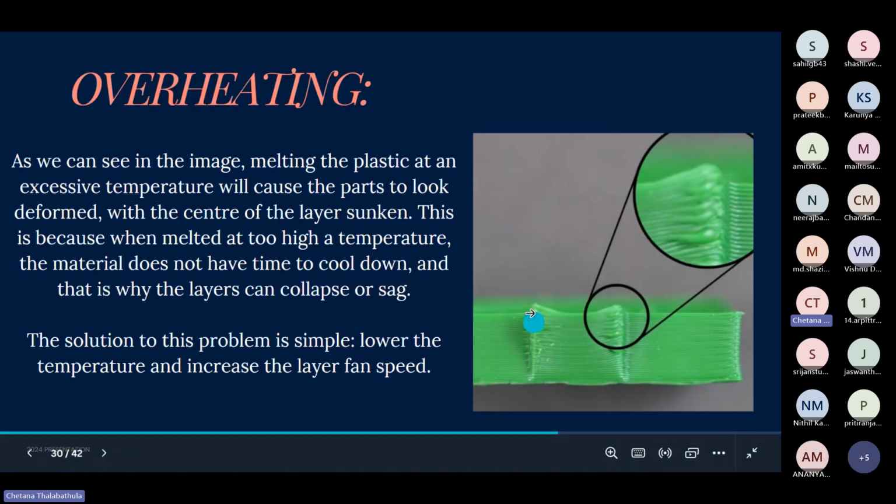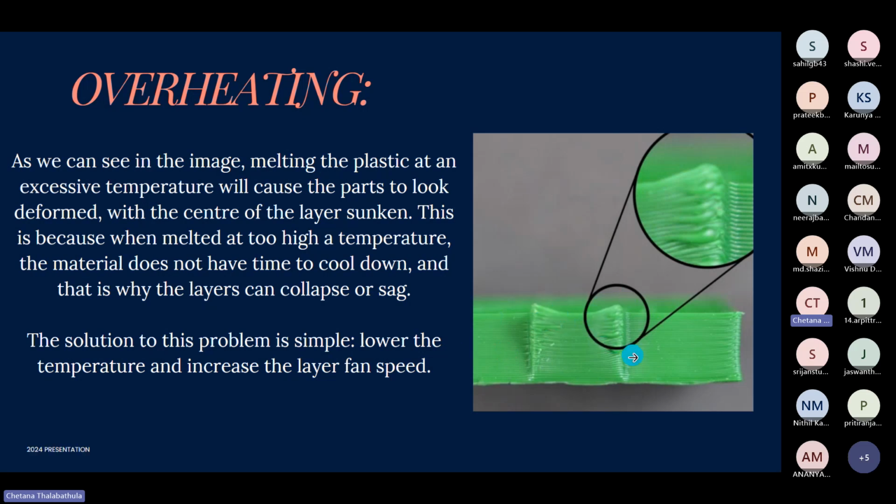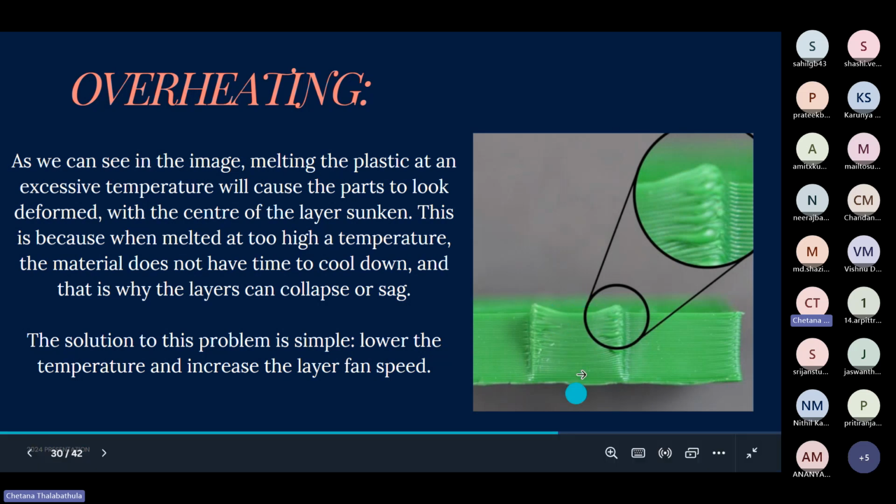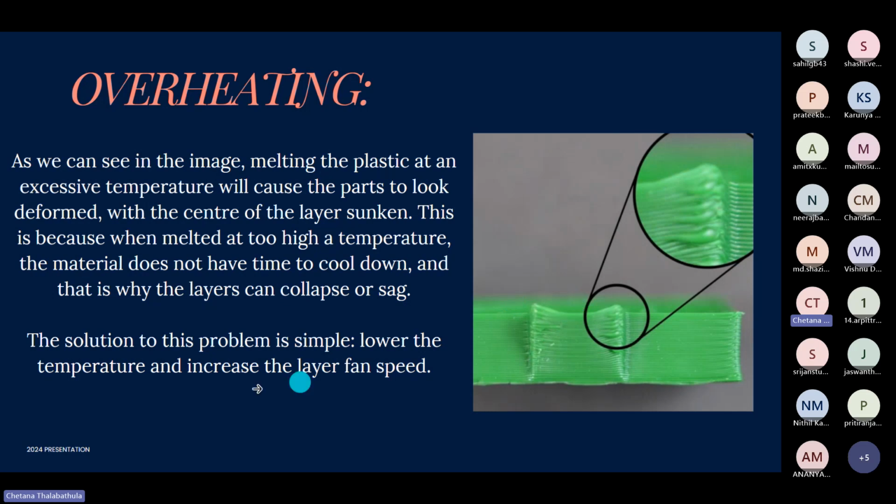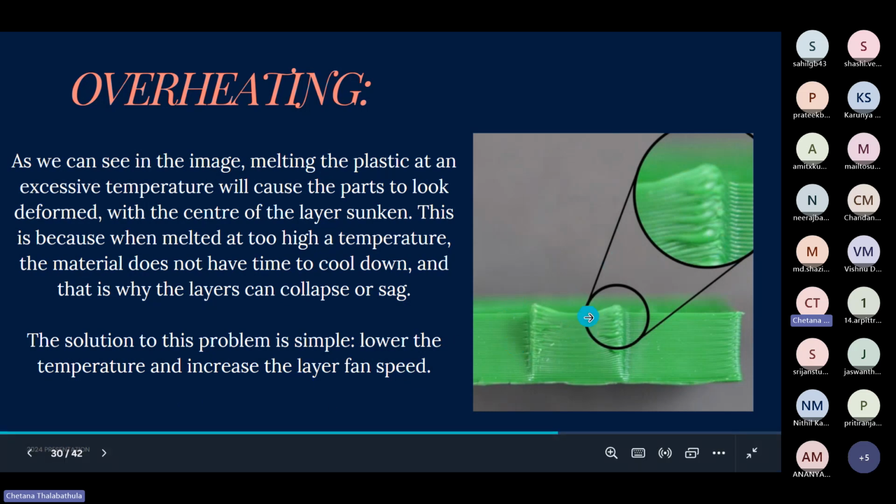Overheating. So this is another major problem we can see. As you can see, the edges are really raised up and melted, and the center part is really sunken in between. This happens because the bed temperature and nozzle temperature might be really hot, and it did not get time to cool down. So proper fan speed and proper temperature are important. To solve this problem, you have to have low temperature and increase the layer fan speed.